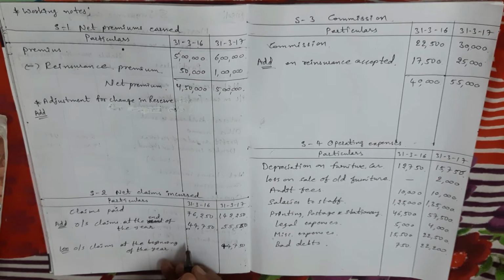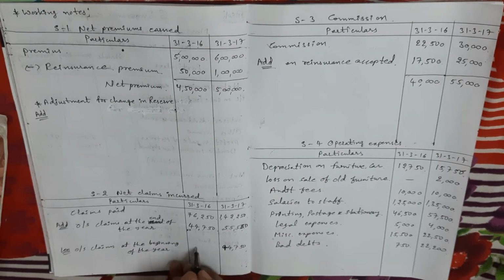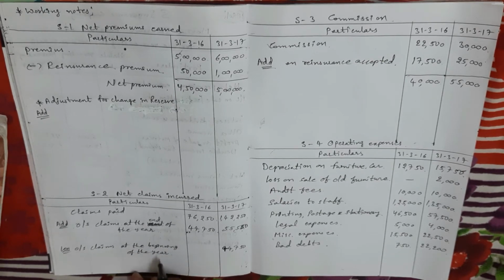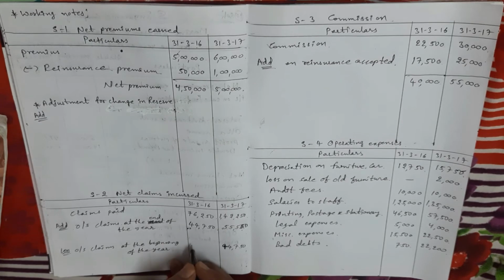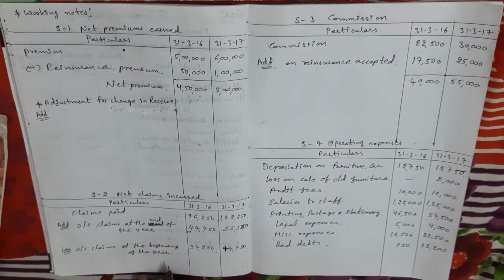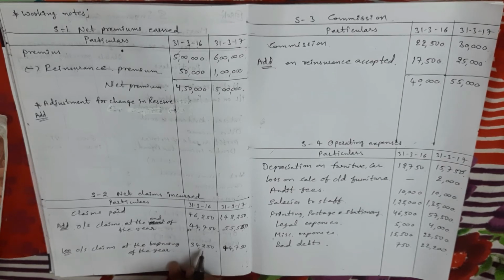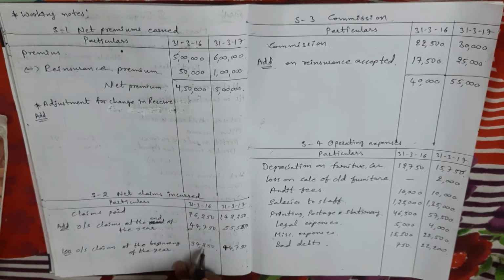Next, last year opening balance amount is also given, 34,250. Last year opening balance we have to subtract from last year amount. Outstanding claims at the beginning of the year last year is 34,250. Okay, so this is an important adjustment. So my dears, listen once again. This is last year opening balance, outstanding claims at the beginning of the year, so we have to subtract.